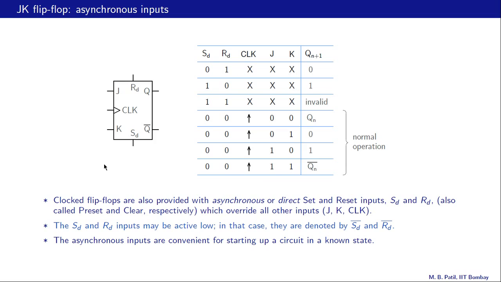Now imagine that we have a bunch of JK flip-flops of this type in our circuit, and we want to make them all equal to 0 in the beginning. Now that can be done by simply making RD equal to 1 and SD equal to 0 for all of them. That will force all the Q outputs for the flip-flops to be 0. And similarly, we can force Q equal to 1 by making SD equal to 1 and RD equal to 0. So that is why we said the asynchronous inputs are convenient for starting up a circuit in a known state.